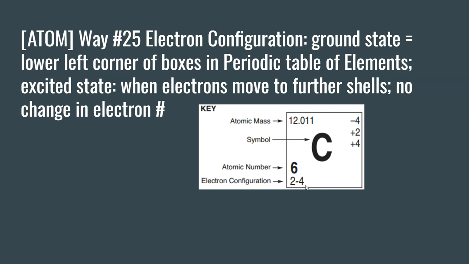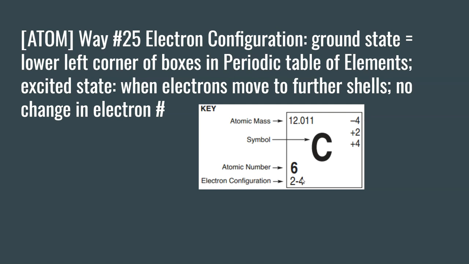What ground state means is that these electrons are in the bottommost energy levels possible. They are not excited. They haven't moved to higher energy levels. So in this case, carbon has 2 in the first energy level because 2 is the first digit that we see, and 4 in the second energy level because 4 is the last digit that we see.